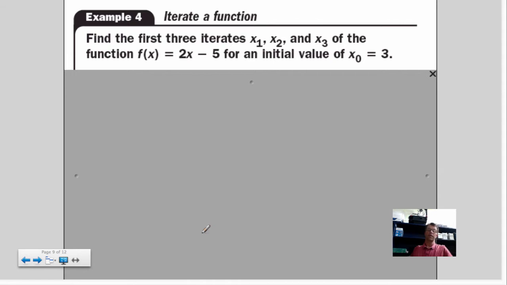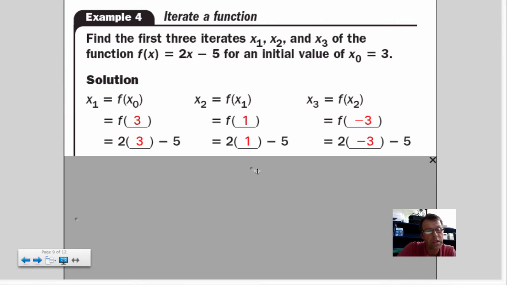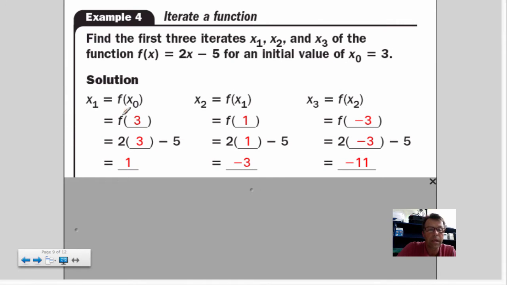Nice. So the last bit of this section is called iteration, or iterate a function. And so you're given the function. Notice the function, nice linear function, 2x minus 5. And then they give you an initial value. They call it x sub 0. For an initial value of 3, you would take 3 and plug it into the function. Yeah, so just focus here for a sec. They plug 3 into the function. 2 times 3 is 6, minus 5 is 1.